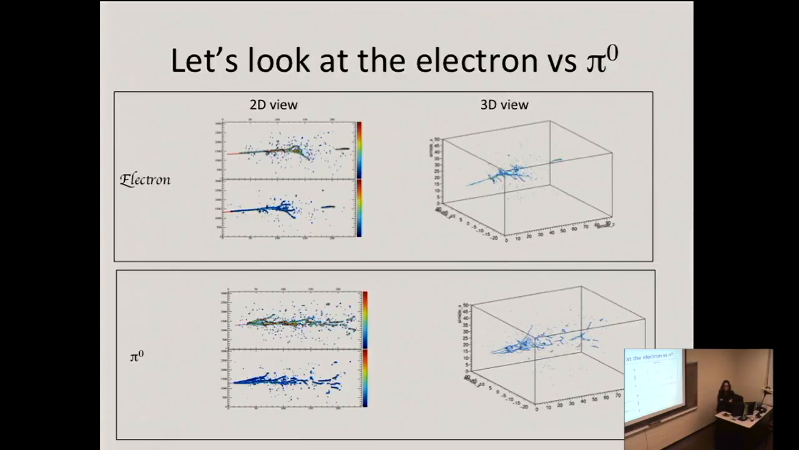Pi interacts with more wires and interacts more than the electron. The pion penetrates deeper into the argon because it's a much heavier particle.